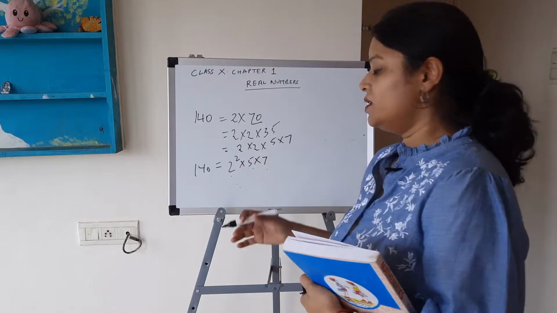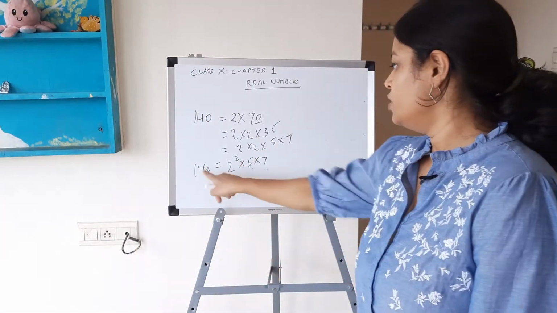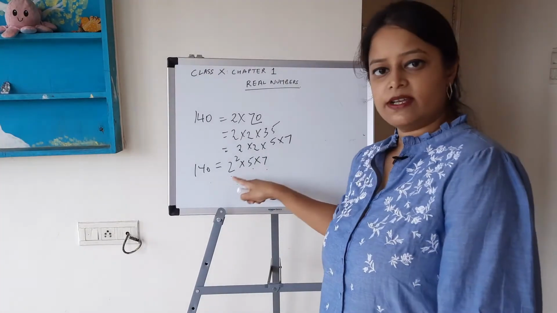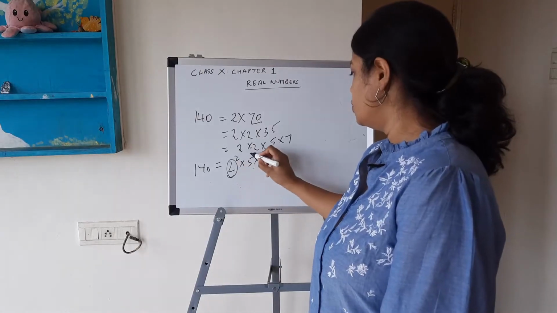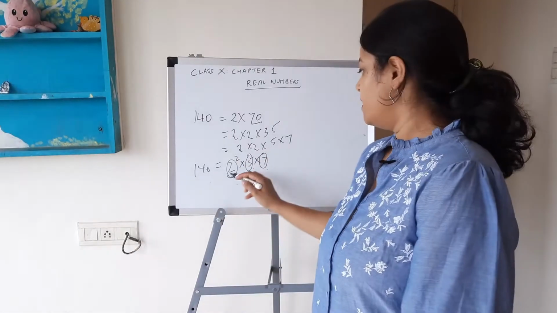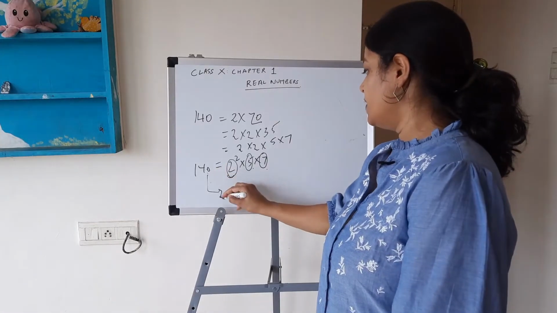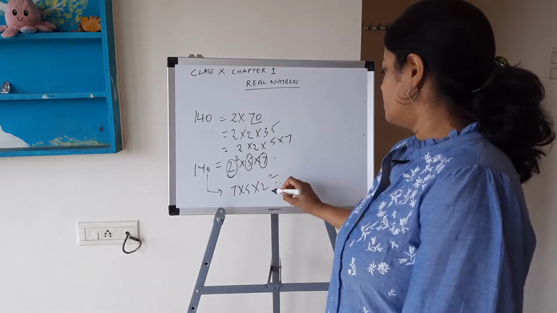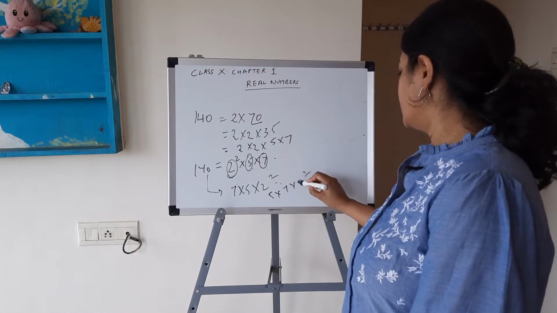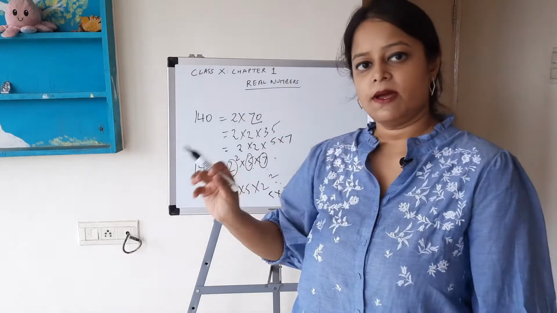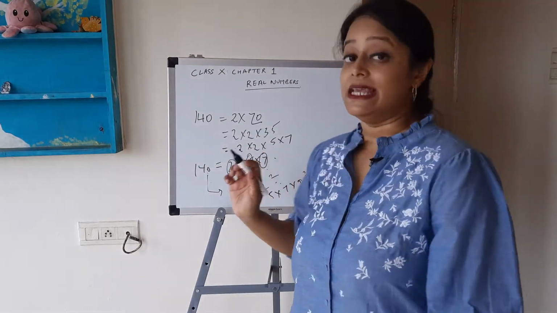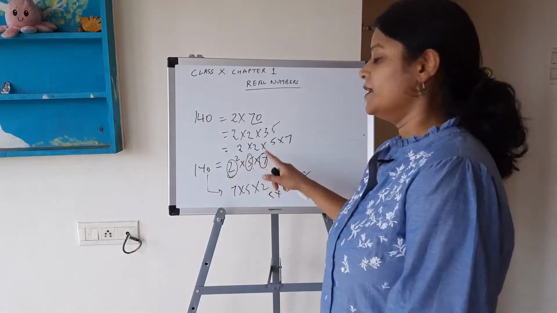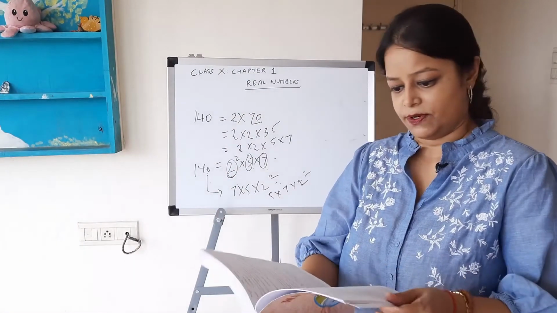So what does this theorem say? Fundamental theorem of arithmetic: every composite number can be expressed as a product of primes, where such factorization is unique, except for the order in which they occur. So this is unique: 2, 5, 7. You can write this very well as 7 into 5 into 2 to the power 2, or 5 into 7 into 2 to the power 2. That does not matter. What matters is that this is unique. What we usually do is write it in ascending order. So I've explained this with the help of an example.